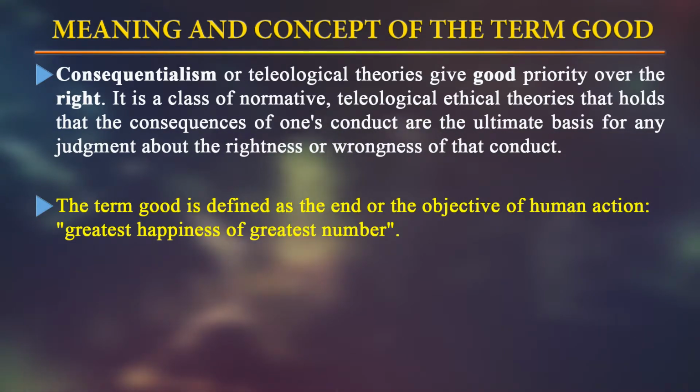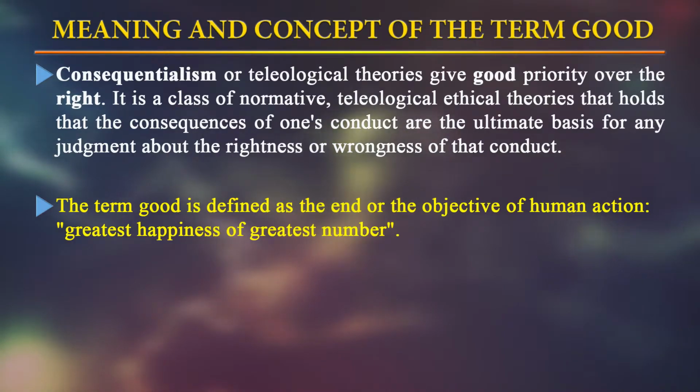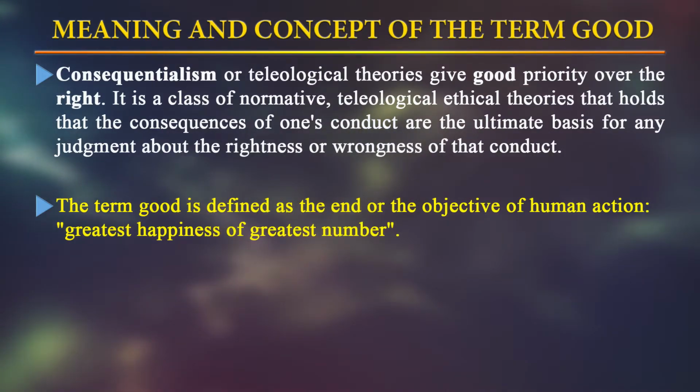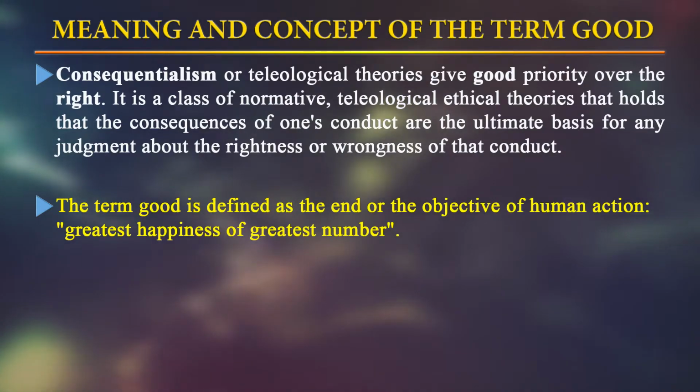The term good is defined as an end or the objective of human action. Here, what is the objective? The objective is greatest happiness of greatest numbers, which means that the act should be such that it generates happiness, it creates happiness among a large number of people, among the greatest number of people.